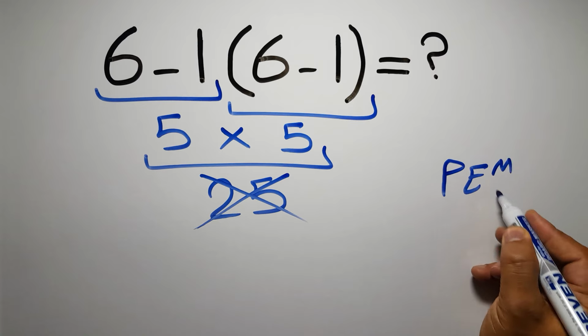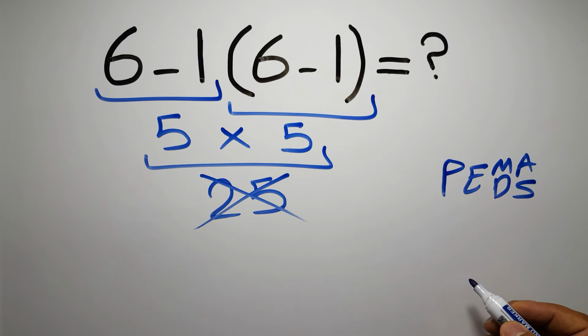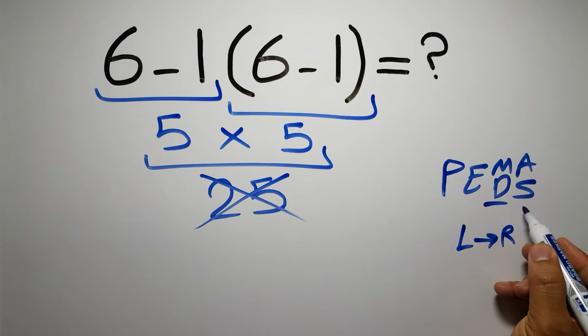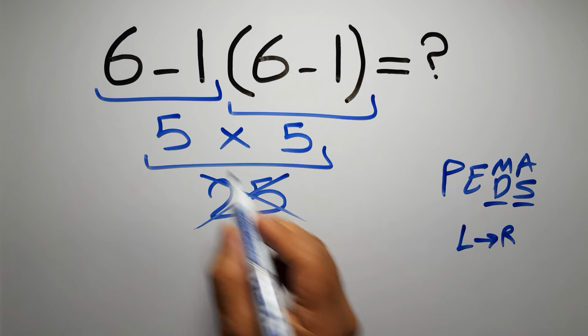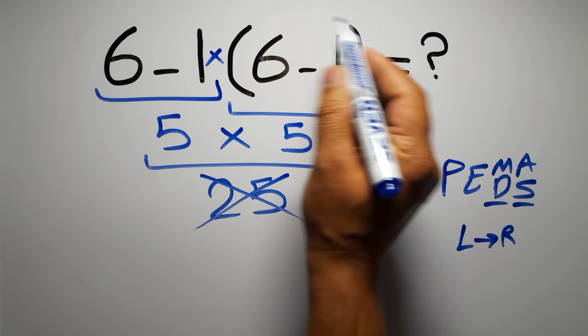exponents, then multiplication or division, and finally addition or subtraction. Remember that multiplication and division have equal priority and we have to work from left to right. And the same applies to addition and subtraction. In this expression, we have one subtraction, one multiplication, and one parenthesis.